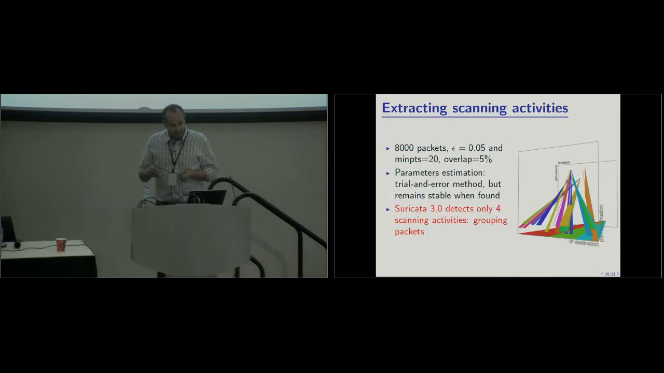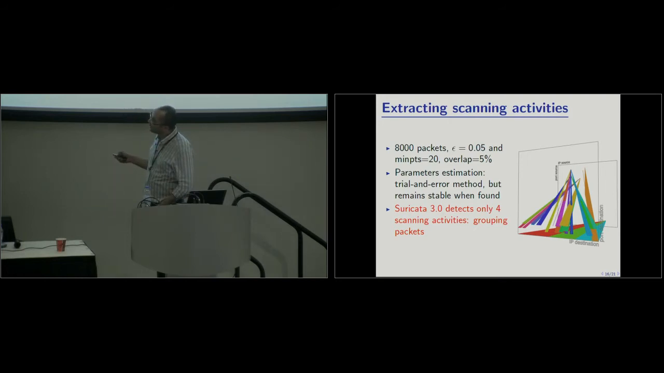Then we applied this in a specific way to only extract scanning activities. So we set these parameters with 8,000 packets, the epsilon, the min points, the overlap, 5%. Yes, the question is how to estimate these parameters. All these parameters are estimated using trial and error. So we try, we check the pattern, if it's okay; otherwise, we check other parameters and so on. But if you find these parameters, it remains stable, so it is able to always extract the same patterns.